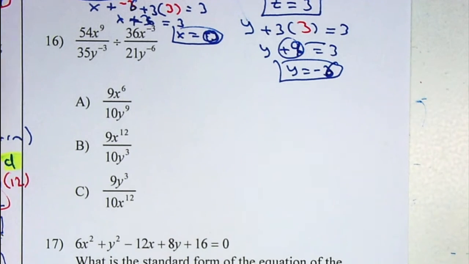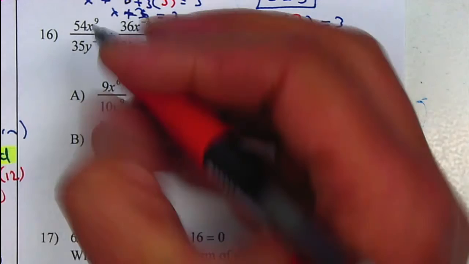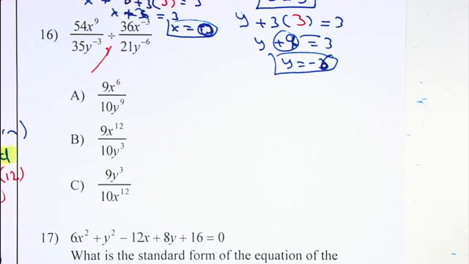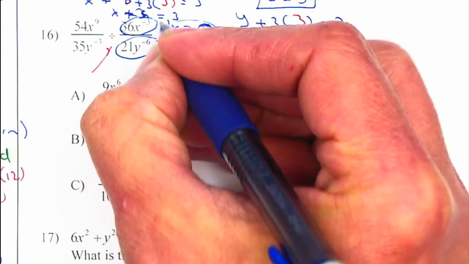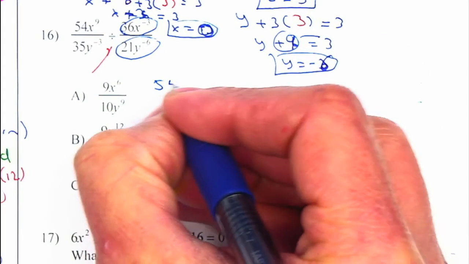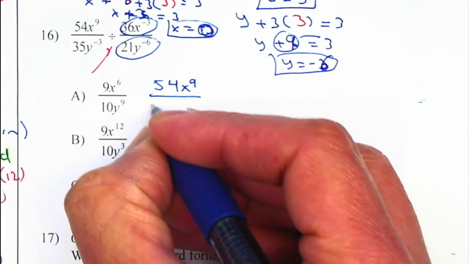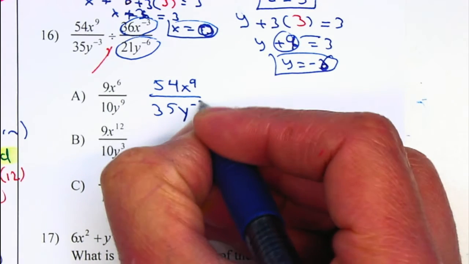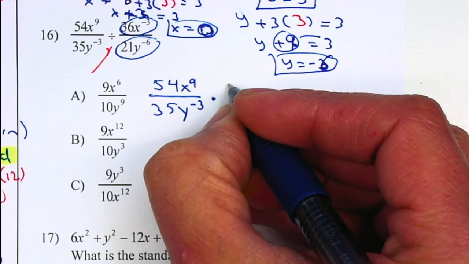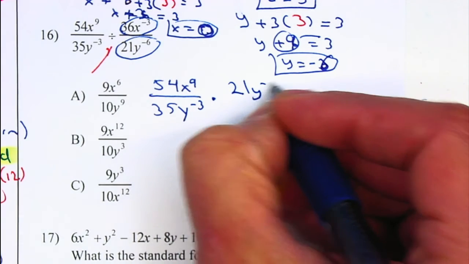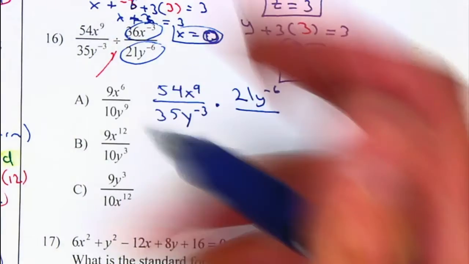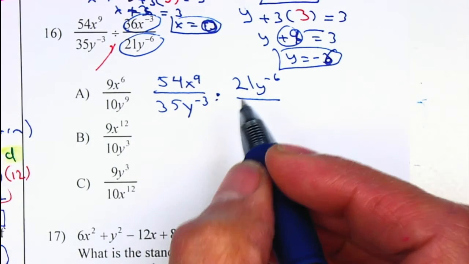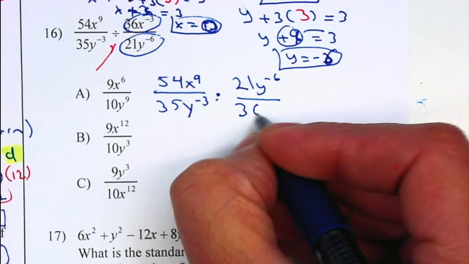Problem number 16. On problem number 16, I'm going to change my division to a multiplication. And I'm going to flip both of them. So this will go on the bottom, and this one will go on top. My first one will stay the same. That becomes 21y to the negative 6. Notice that I did not change the sign of the exponent. The reason that I'm taking the reciprocal is because I'm changing it to a multiplication. On the denominator, I have 36x to the negative 3.